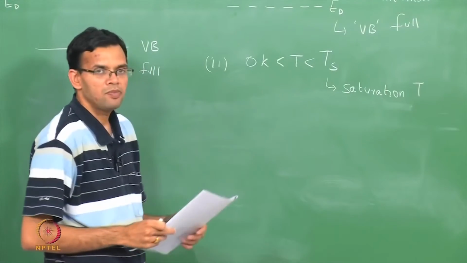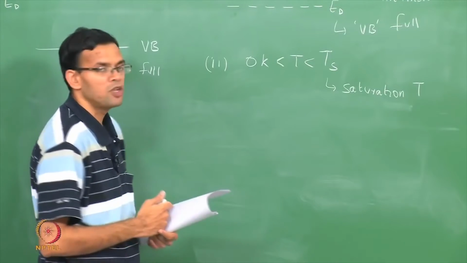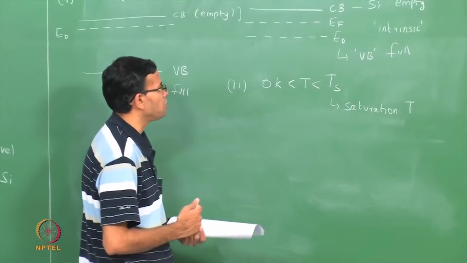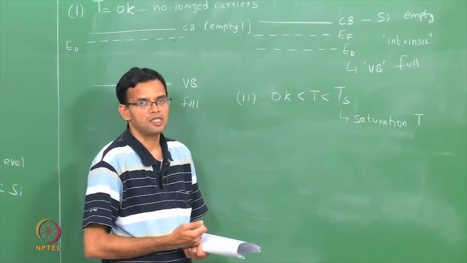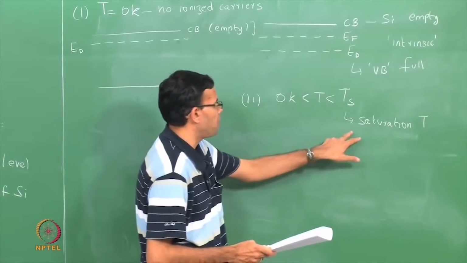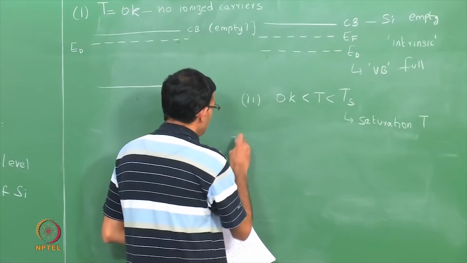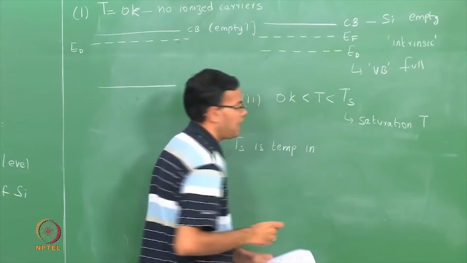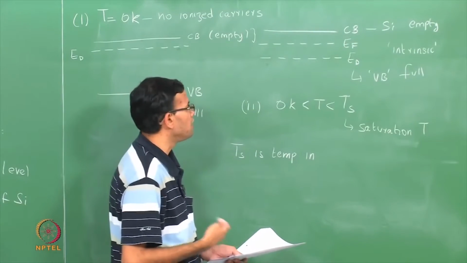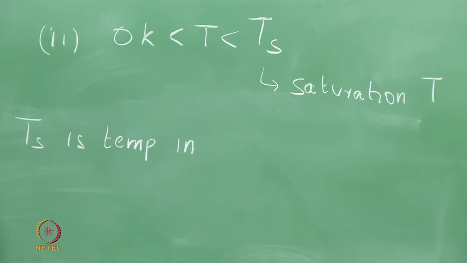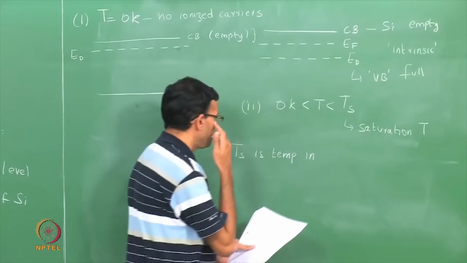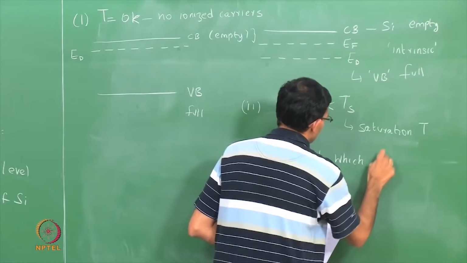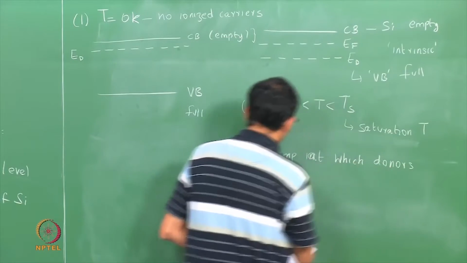In this particular regime, you are going to have electrons from the donor level getting ionized into the conduction band, and this process is going to happen till all the donor atoms are ionized. So, the saturation temperature is defined as the temperature at which the donors are 90% ionized. Some books will give you a definition of 99% ionized, but we will just use 90% here.